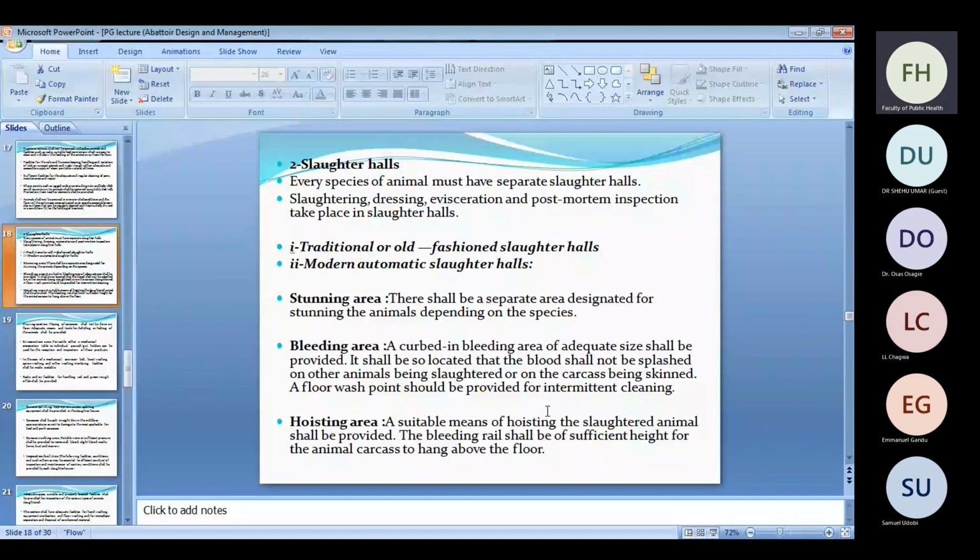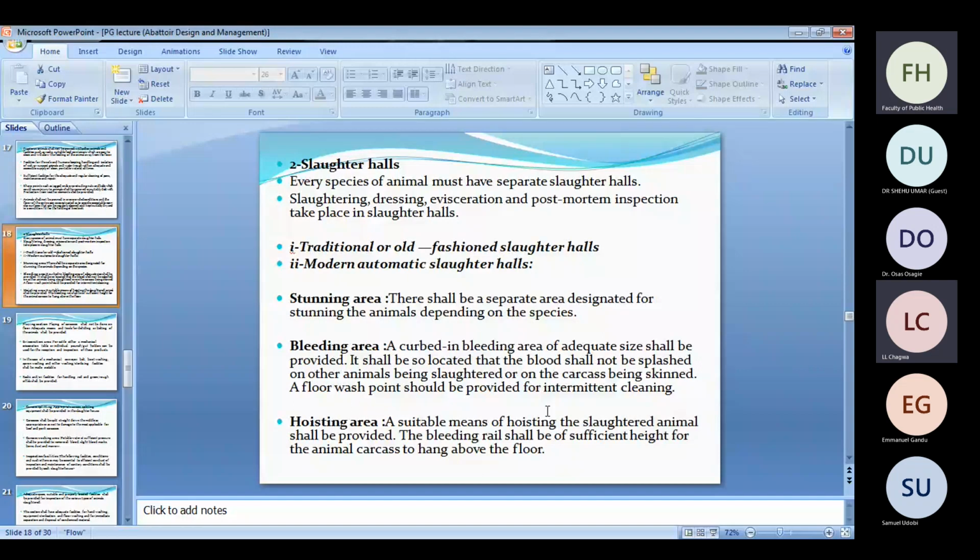I asked, in your own locality, do they slaughter all the species of animal in the same place, or do they slaughter them differently, in different halls or slabs? Okay, we have the small slab and the larger animal slab. That's the best. That's the way to go. That's the way it's supposed to be.